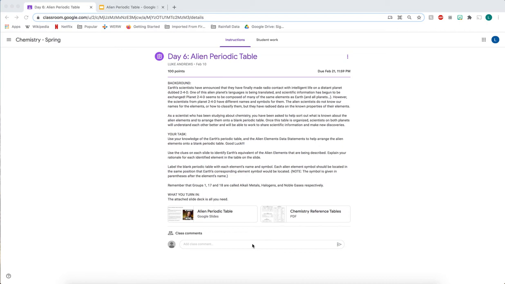So we know that we're all talking about the same stuff, and we have to use our descriptions and data that we have about them to translate them into our own language and build them on our own periodic table. So you have two things here. You have the reference tables. If you need them, I have most of the information that you're going to need built into the Google Slides.